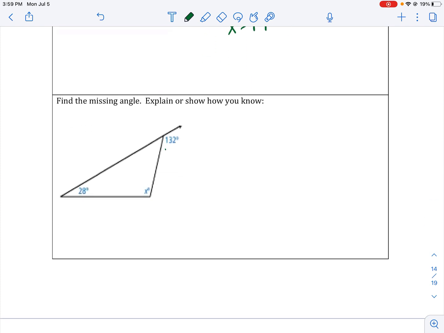Here we go again. My exterior angle is 132. That equals the sum of the two remote interior angles. One step here, subtract 28 from each side. X equals 104.